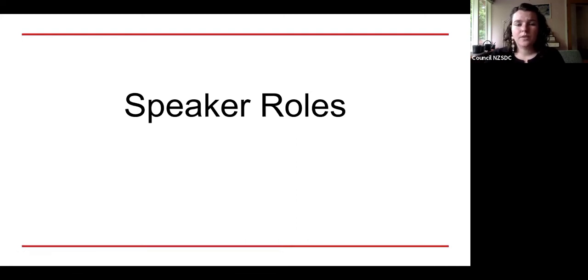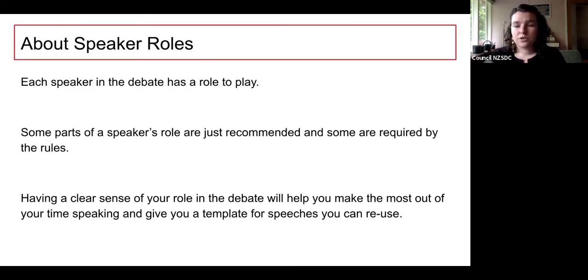Okay, so speaker roles. Each speaker has a different kind of role in the debate, something that they're expected to do. I'll highlight for you when there are things that are rules, but for the most part, these are just recommendations. One reason that it's really helpful to have a sense of what your role in the debate is that it means that when you go from one debate to another, it can help you have a bit of structure to the way that you prep your speeches and have a bit of a template for what you're going to say in that speech or how you're going to organize your thoughts from one debate to the next.